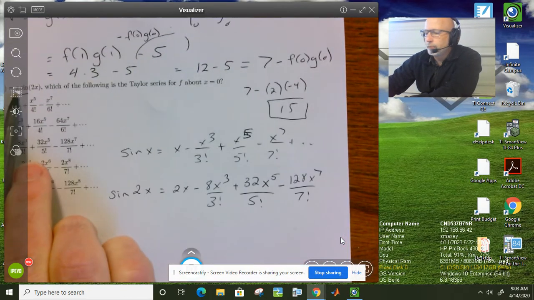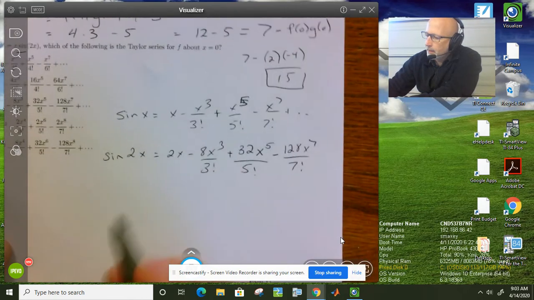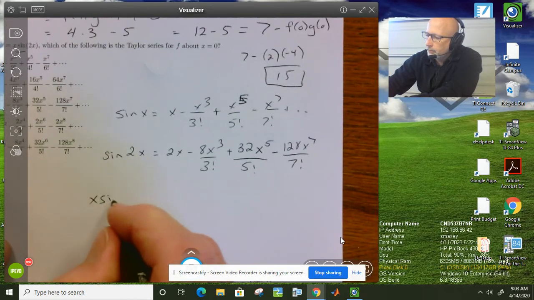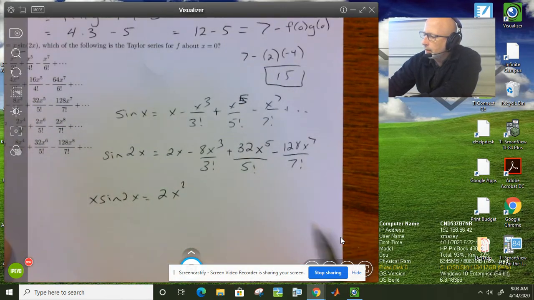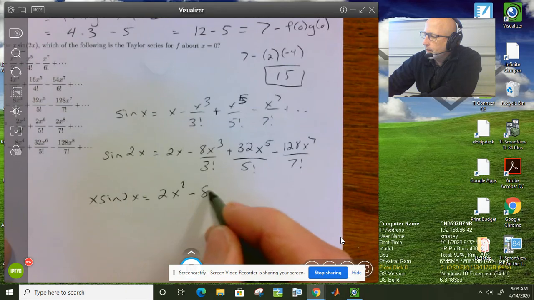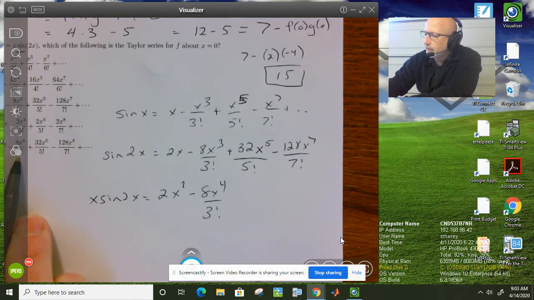And then all I have to do is multiply by x up here. I'm going to take this, multiply by x, and I have x times sine of 2x is equal to 2x squared. So I know I'm down to d or e, minus 8x to the 4th all over 3 factorial. So you can see here my answer is going to be e.